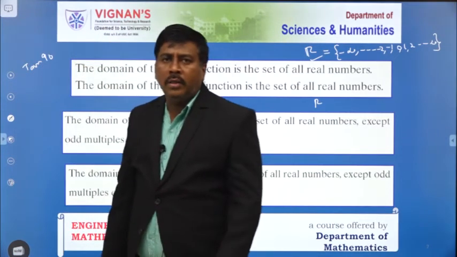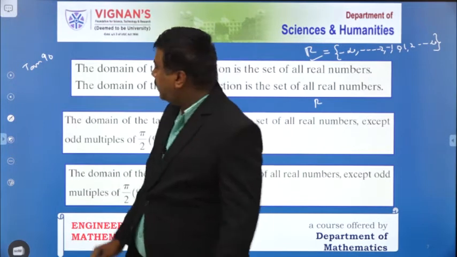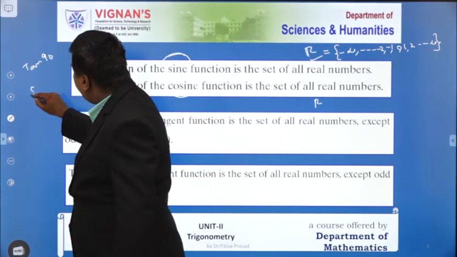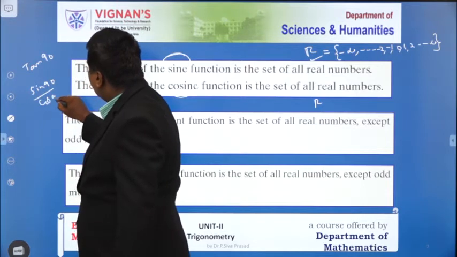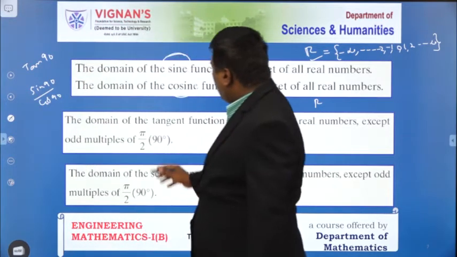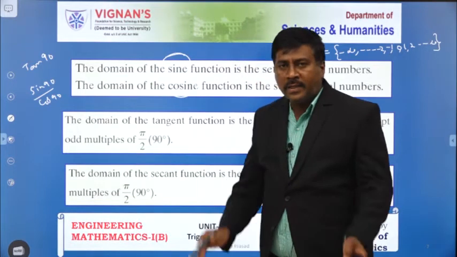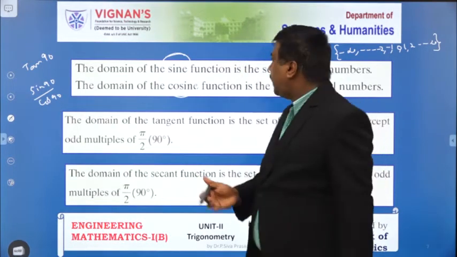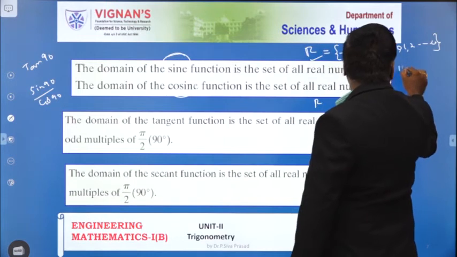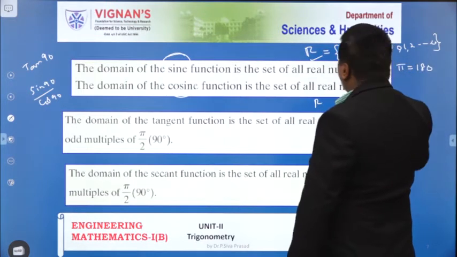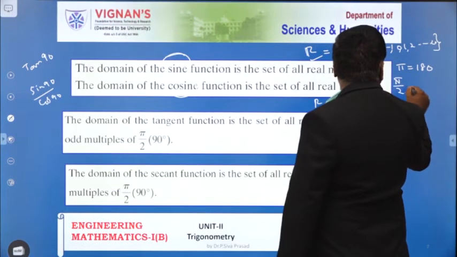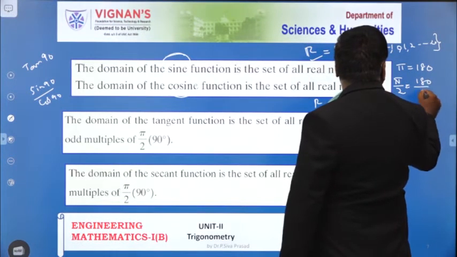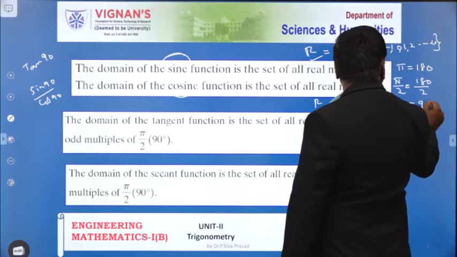So how we have to evaluate that, we already learned in the previous class. That means tan 90 means sin 90 by cos 90. Here pi by 2 may be called 90 degrees. That means the conversion: pi means 180 degrees. In trigonometry, you have to consider it like this. So pi by 2 means 180 by 2, which is equal to 90 degrees.